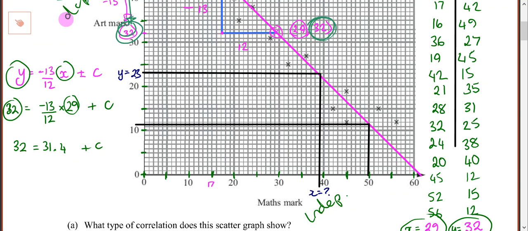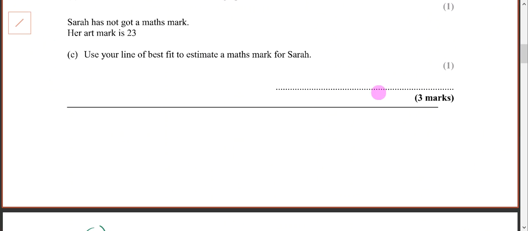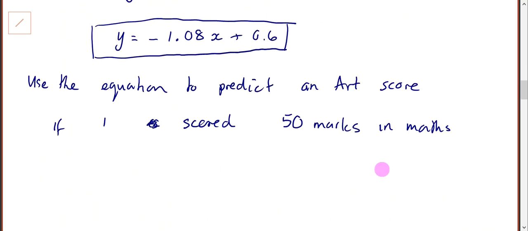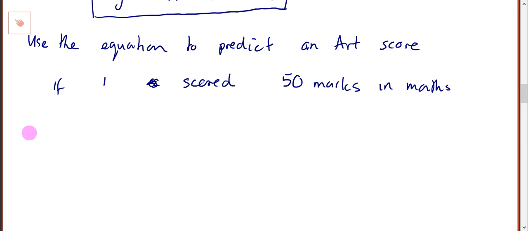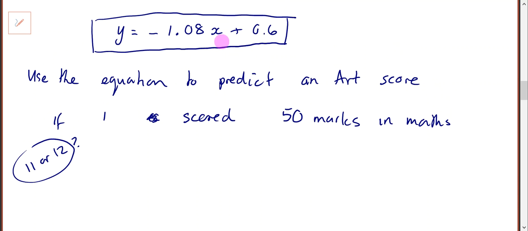Well, let's try and use the equation to get the same answer. So we think it's about 11 or 12, but let's use the equation. Anyone know how I can use the equation to get the same answer?